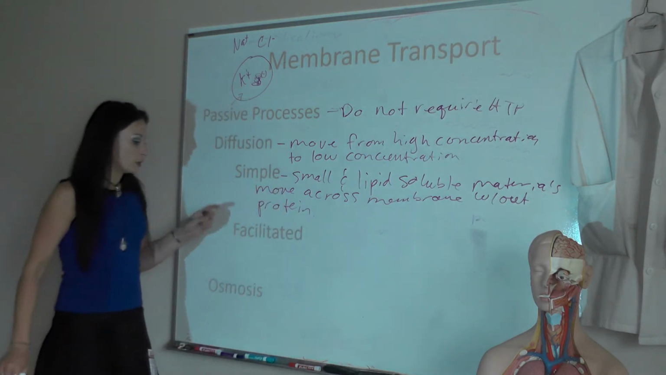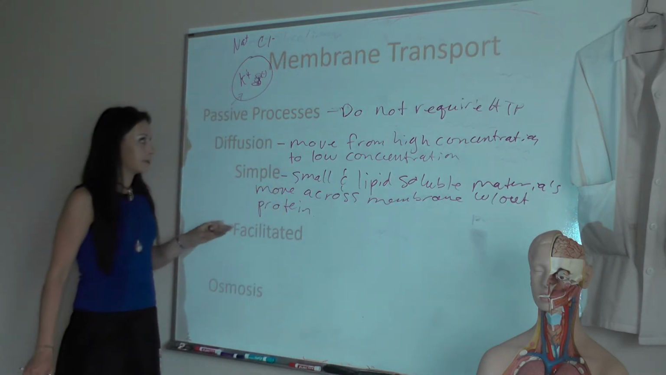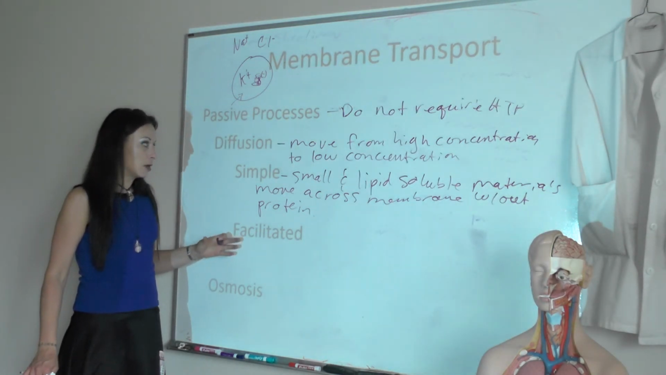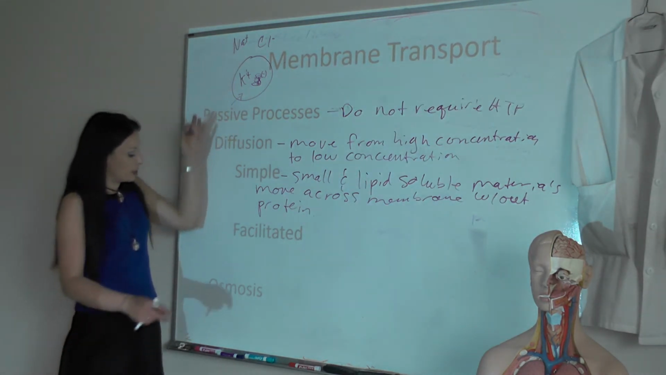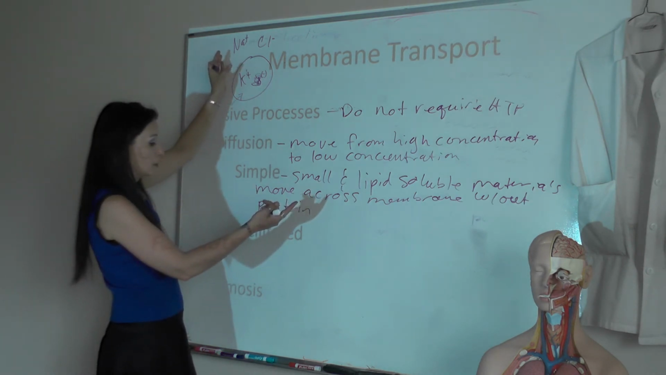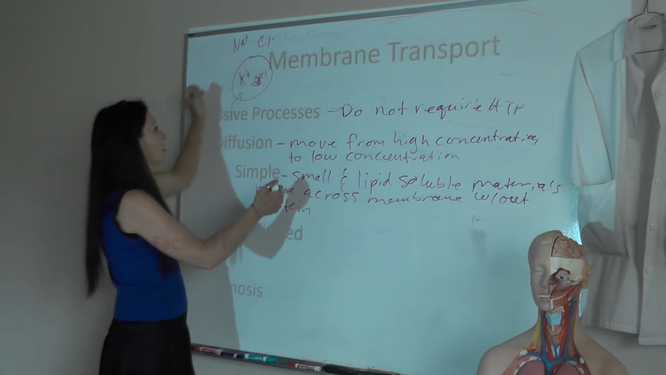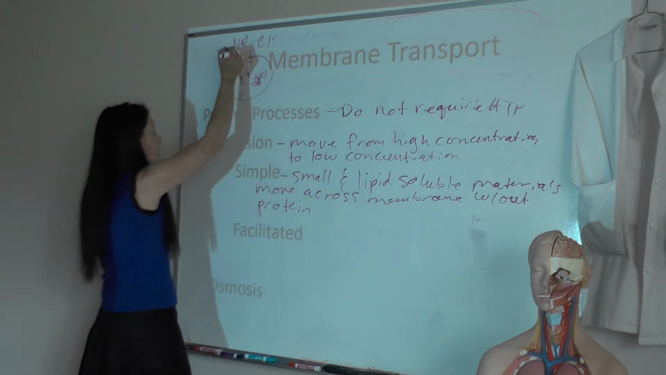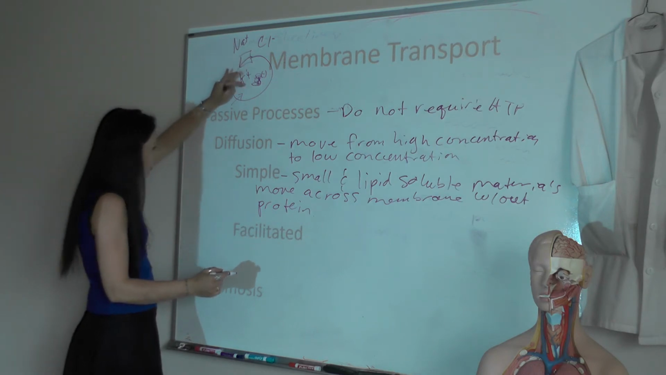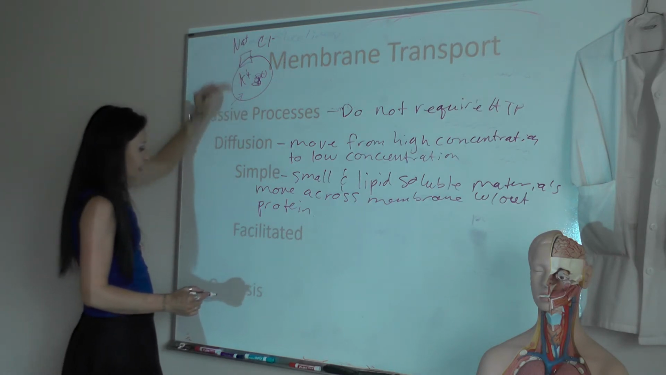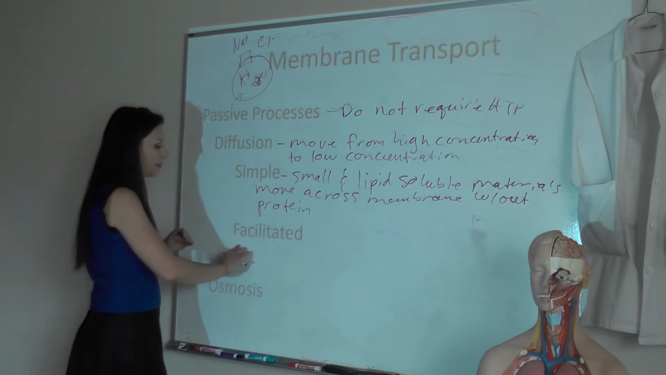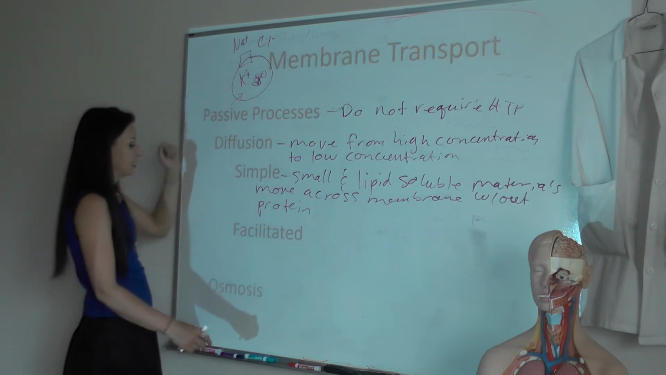Okay, the other thing that we can do is we can stick a protein in the plasma membrane and facilitate diffusion. So what does that mean? Well, I can put a protein in the plasma membrane that allows something that's not lipid soluble or small to get through. So if I stick a sodium leak channel in here, then I'm just gonna let sodium leak down its concentration gradient passively into the cell. So I will facilitate its diffusion by sticking a leak channel in.